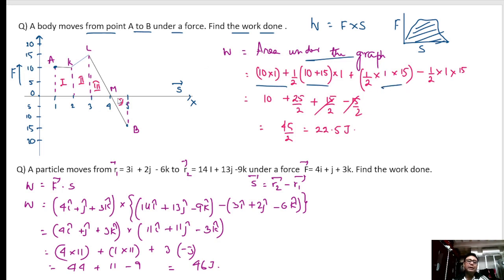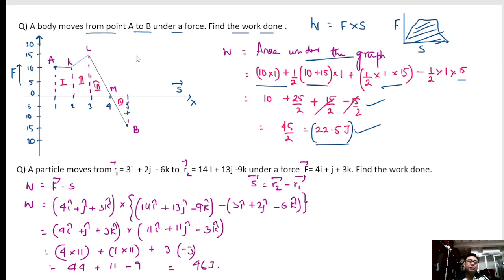And next, it is on the negative side. The force is on the negative side, so that means the area will also be subtracted. The area of the fourth part is again a triangle, half into base into height. Now if we add all these, we get the total work done as 22.5 joules. This is how you find the work done under the force and displacement graph.